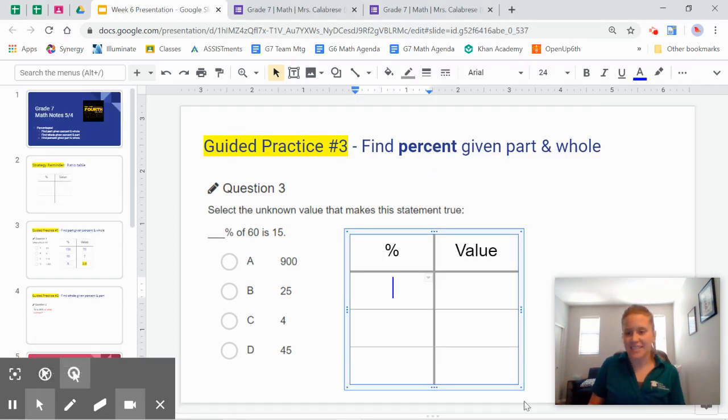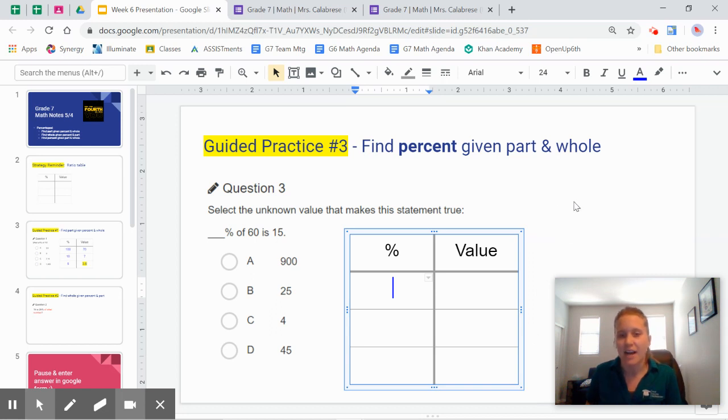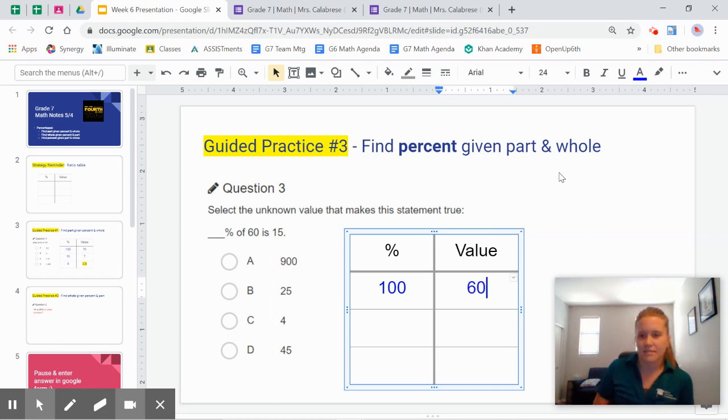All right, let's go ahead and set up our table and see if you got it. I don't know the percent of the part. I do know that 100% of my value is equivalent to 60. So 60 is my total, that represents 100%. Right? I do know that my part is 15. Which column should I put it in? Yes, I'm gonna put it in the value column.